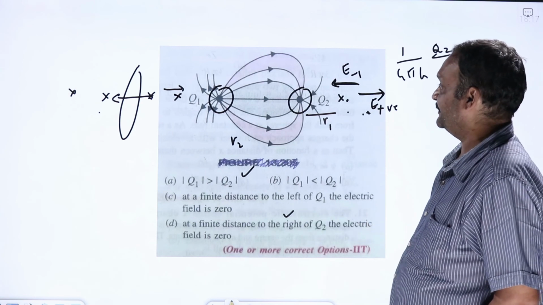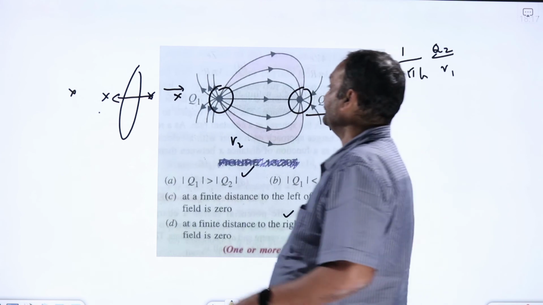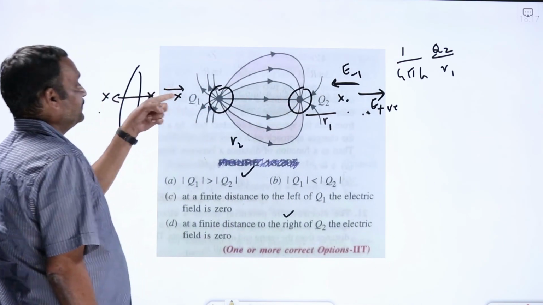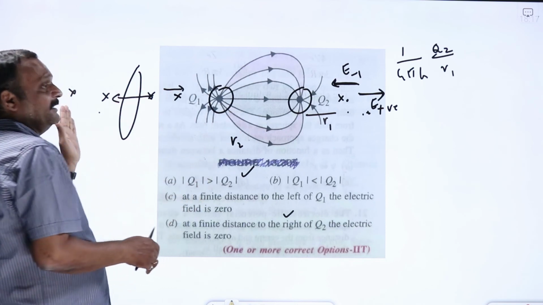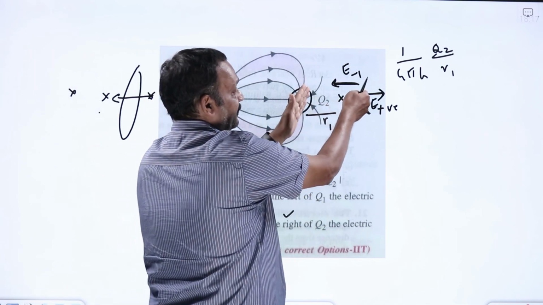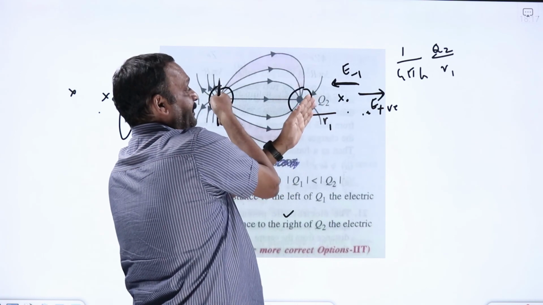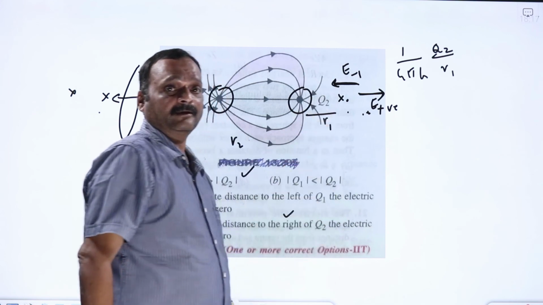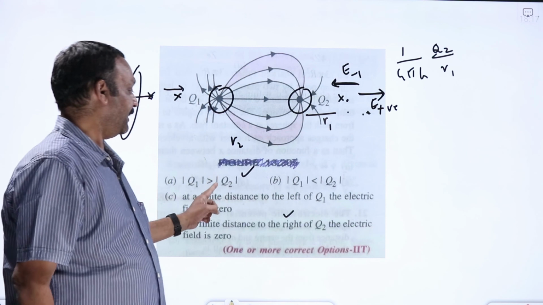This is another simple conceptual question. To the left, the charge is less and the distance is more, so the electric field towards right is always less than the electric field towards left. Here, the charge is less, but the distance is closer. Here the charge is higher, and the distance is also more. Somewhere at some point here, both fields will become equal and opposite. So there is a possibility in the fourth option. So A and D are correct.